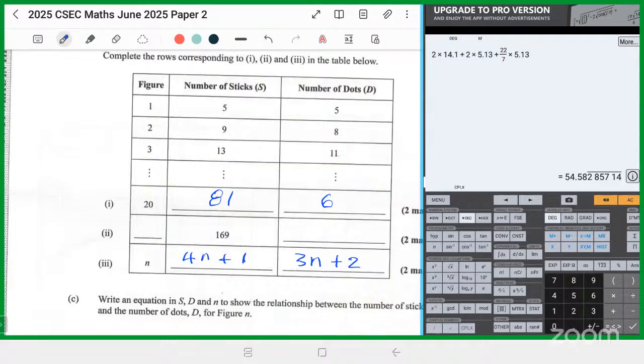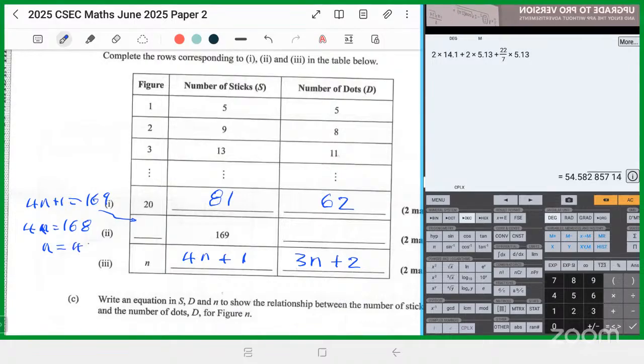Is it 62? And here, I want to find this value n. You create these two things to find the value n. Here, we're going to work out when 4n plus 1 is equal to 169. Subtract 1, 4n equals 168. Divide by 4, n equals, what is that? 42. So right here is 42.